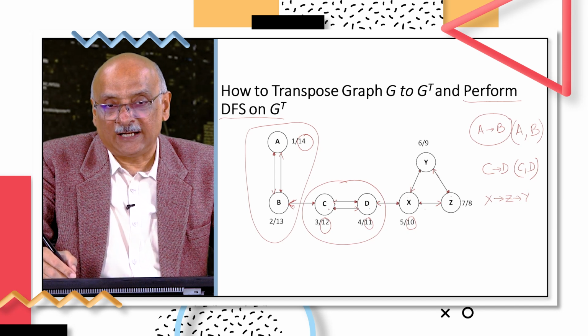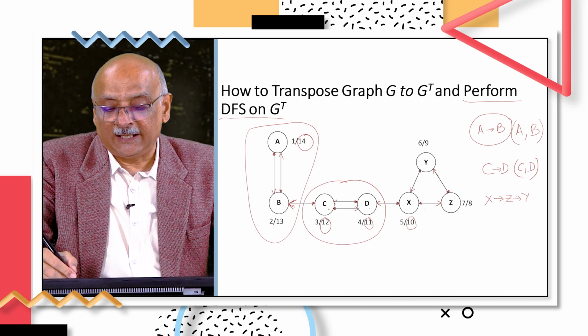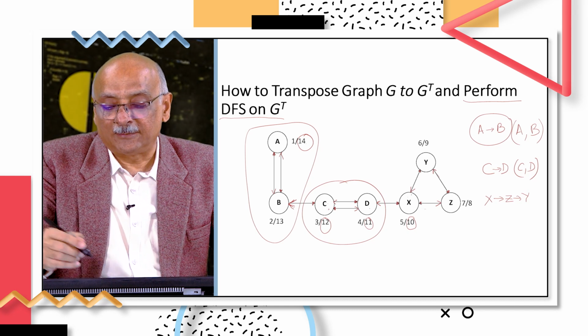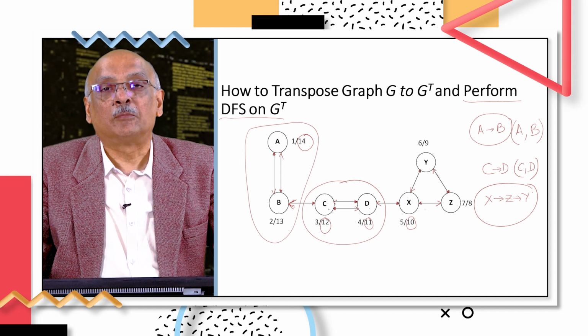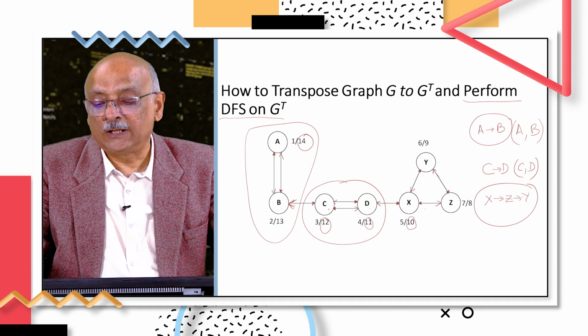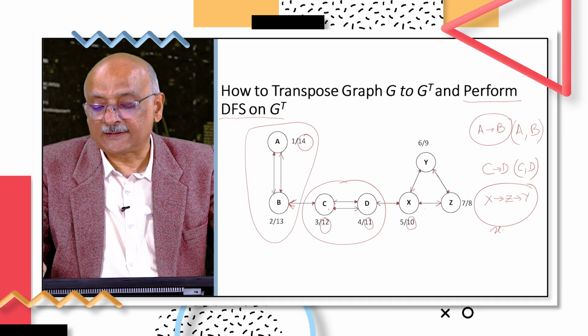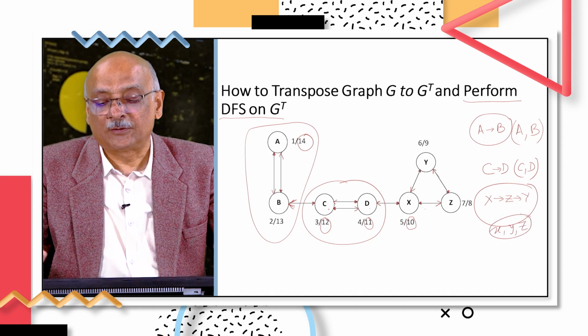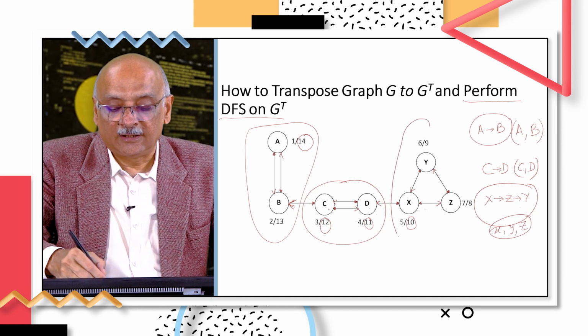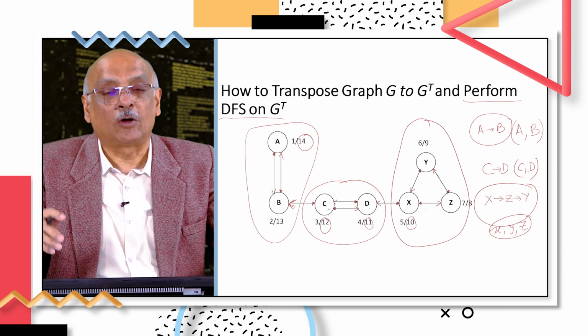Z, we go back to Z. We cannot visit any other link. So it terminates here. So, this is another strongly connected component, that is X, Y and Z. So this forms the third strongly connected component.